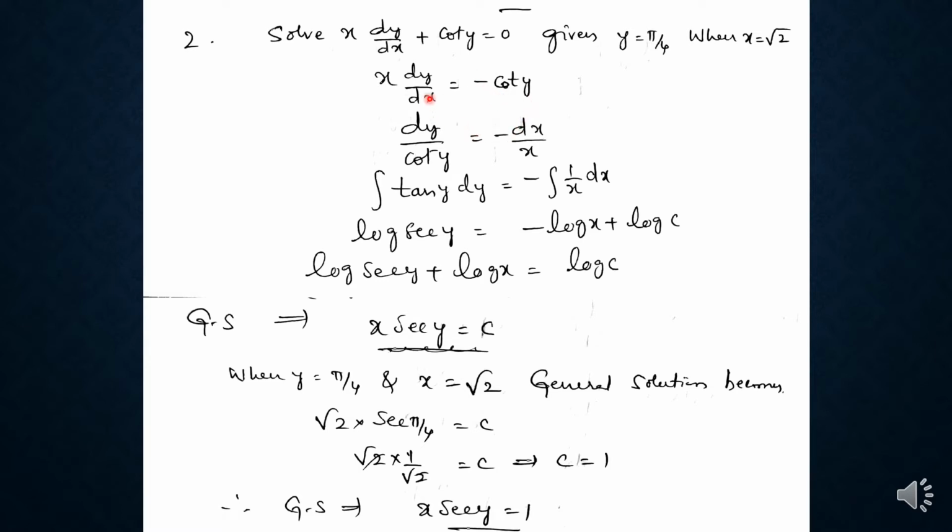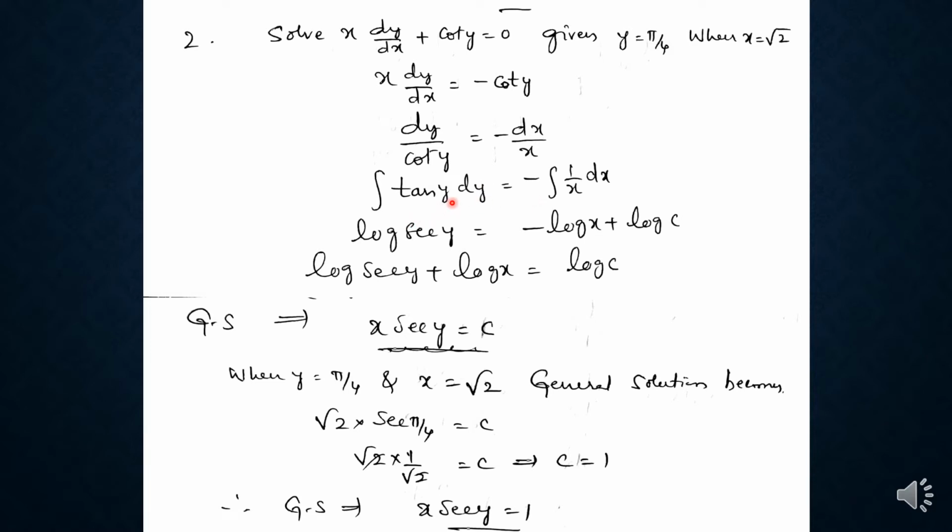So by separating the variables, here the y function is here, dy is this side. By sending the minus cot y to the dy side, that becomes 1 by cot y dy is equal to, when x comes to the right hand side, minus dx by x. So now the variables are separated. By integrating on both sides, integral tan y dy is equal to minus of integral 1 by x dx.